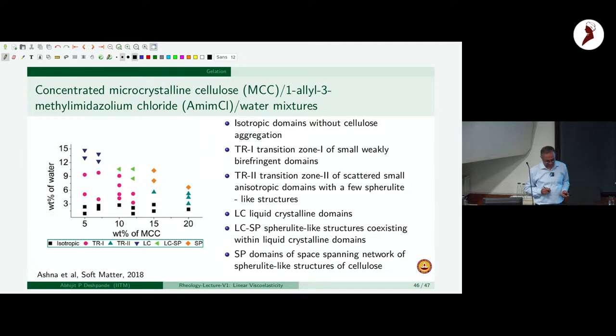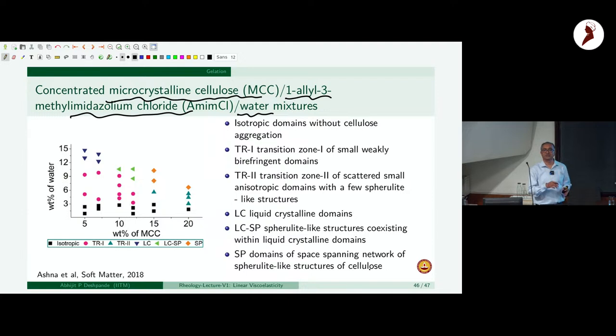I'll skip this. Some work that we did earlier, which is a somewhat different system. So this is microcrystalline cellulose. Cellulose is not soluble in water, but it is soluble in this ionic liquid. And so you can form solutions of cellulose in ionic liquid. And when you start adding water, water is basically a non-solvent.